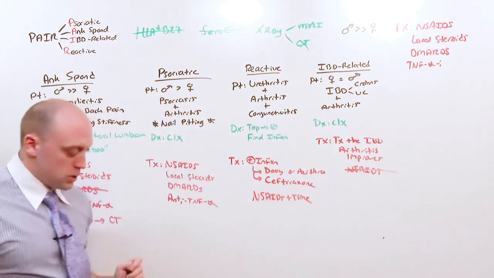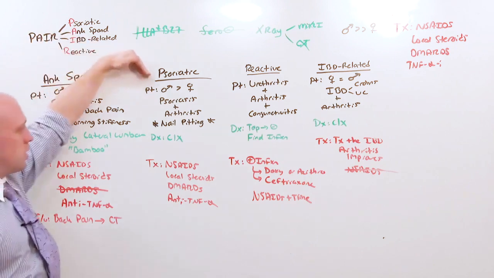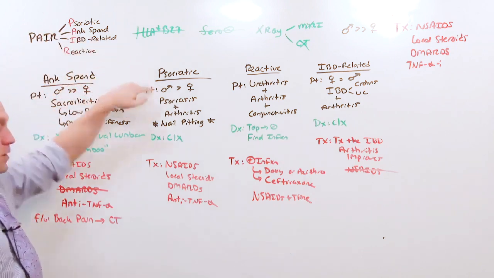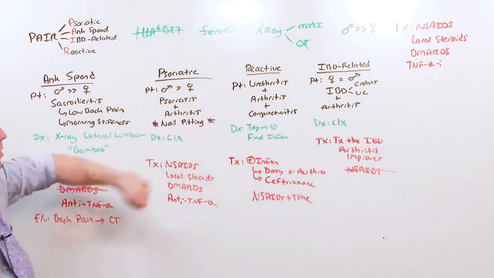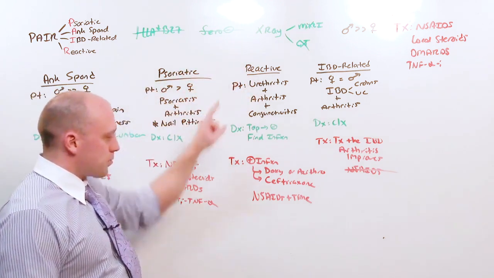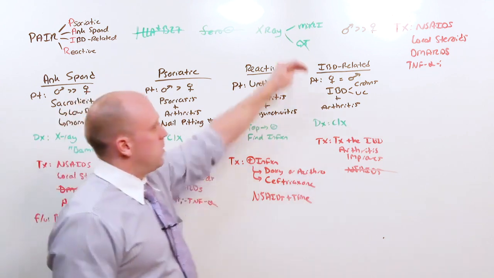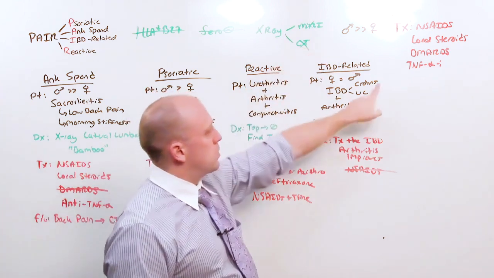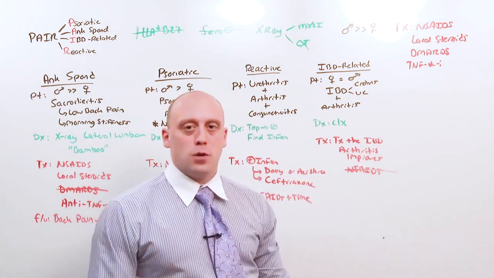The 4 diseases you need to spot: ankylosing spondylitis, men in their 20s, low back pain with morning stiffness. Psoriatic arthritis, psoriasis and arthritis. If you see a picture of a hand with nail pitting, diagnosis is done. Reactive arthritis is urethritis, arthritis, conjunctivitis. Antibiotics only if they have an active STD. And inflammatory bowel disease related, someone has Crohn's or UC and arthritis. That's the spondyloarthropathies.